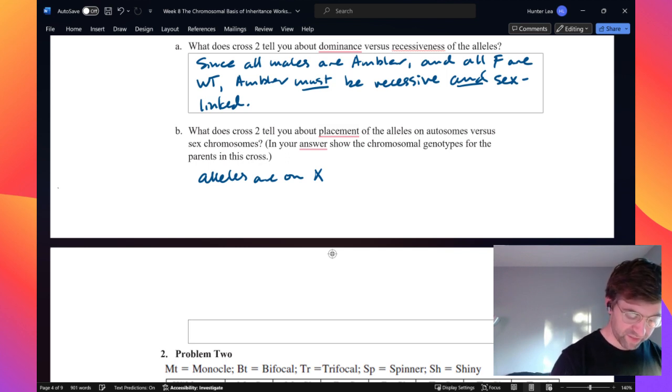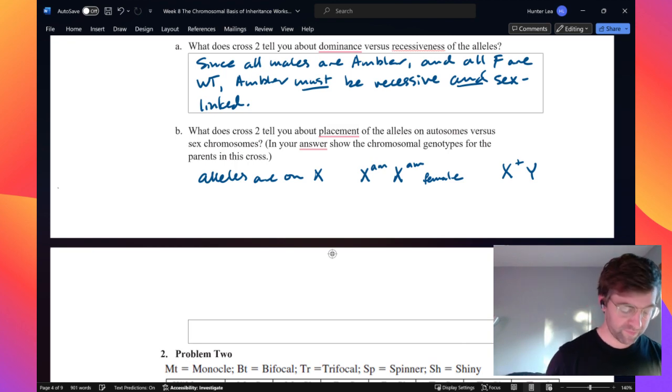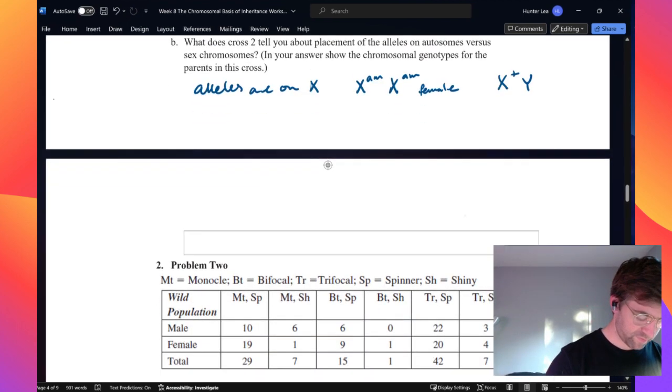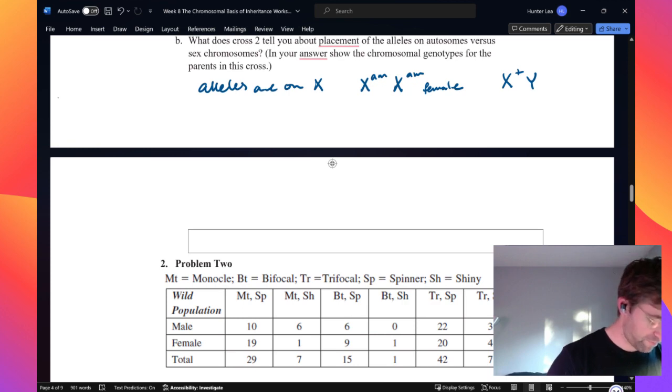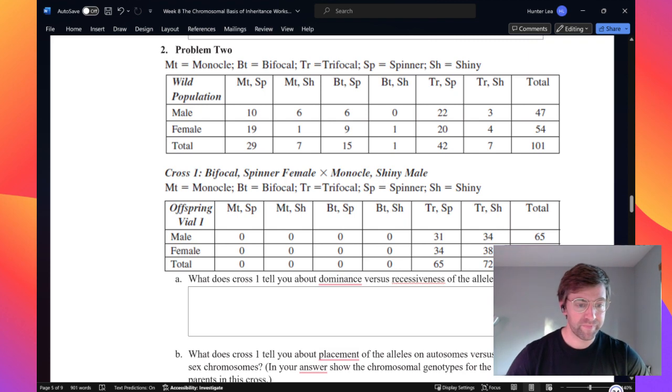So one of the parents must have been the Ambler female, and the other one had to be this wild type male. Yeah, okay. Moving on to the next problem.